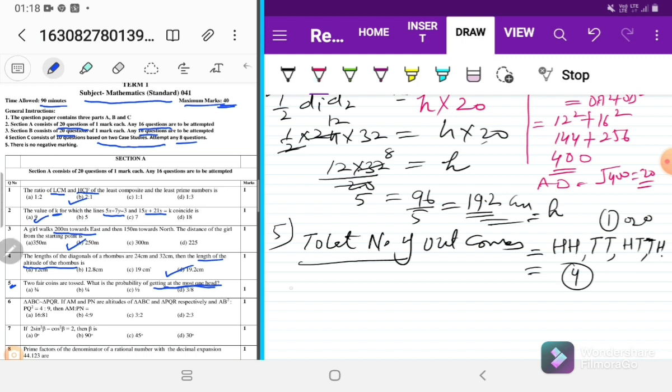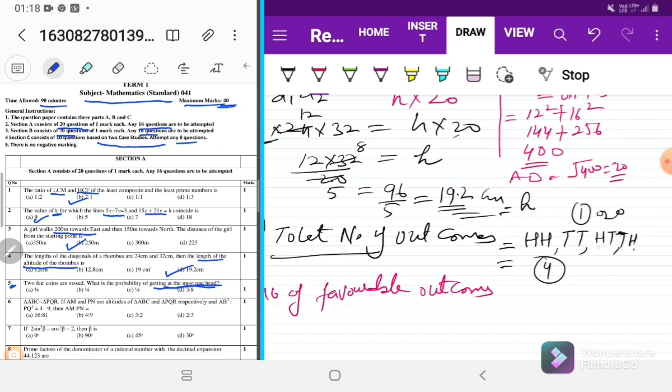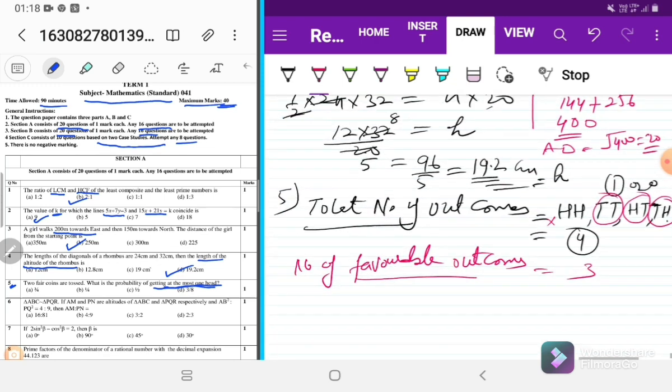So we have to find now the number of favorable outcomes. So at the most one means one head in which one head is coming, this one, and in which there is no head. This will not be considered because there are two heads. We need only at the most one. So total number of favorable outcomes will be 3. Okay. Now we have to find the probability of getting at the most one head.